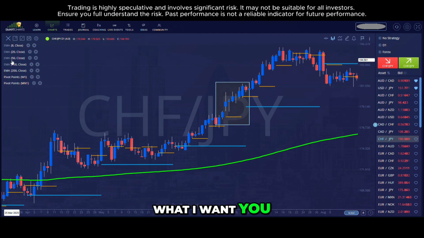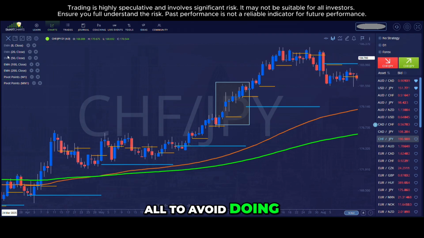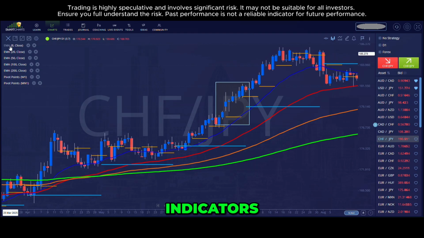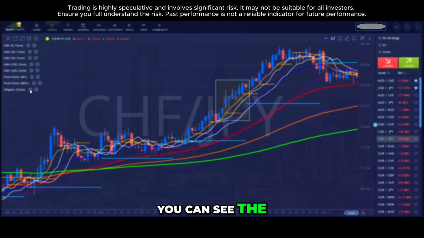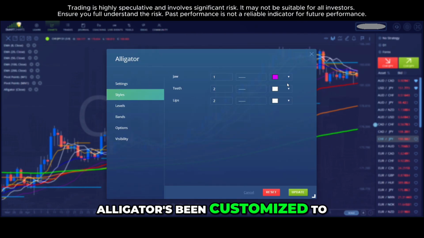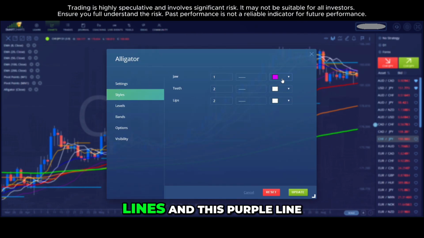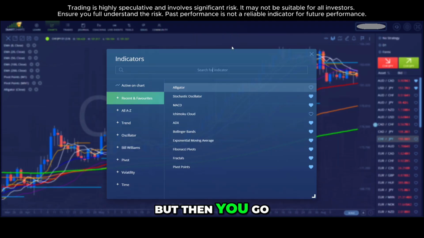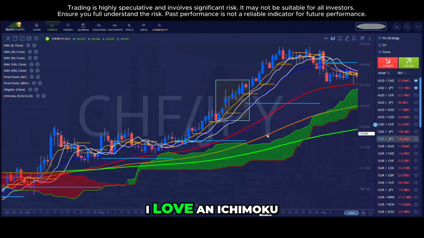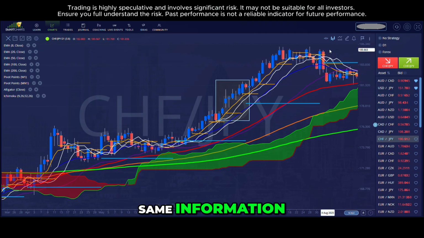What I want you all to avoid doing is what I would call an abuse of indicators. Sometimes we can do too much. If you were to chuck on the alligator, you can see the alligator's been customized to look like two white lines and this purple line. The alligator alone is telling you be a buyer, but then you go, oh, what about Ichimoku, Manny? I love an Ichimoku cloud. You put that on, we're still getting the same information.